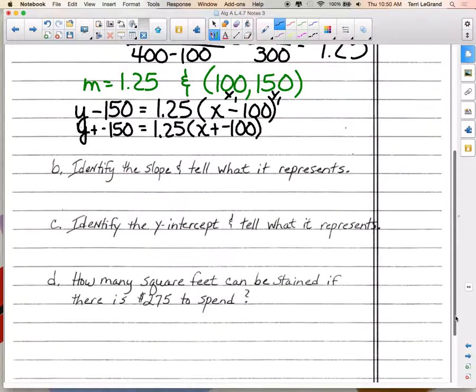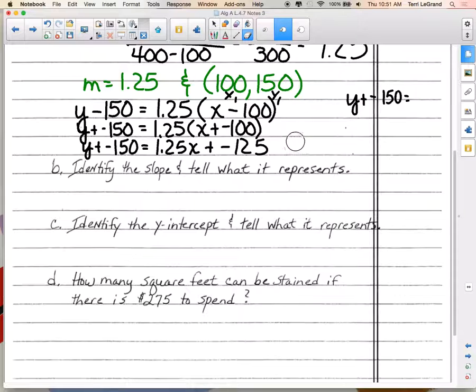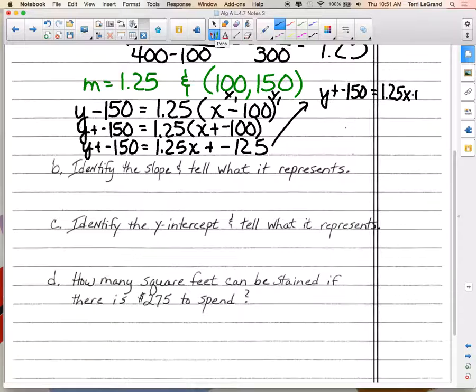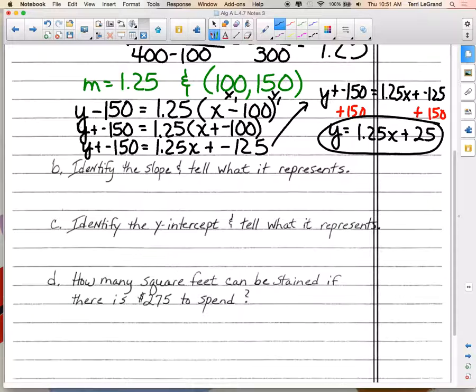I wrote something, I'm kind of running out of room. I have mine, when you're done, look up and see if we agree. Slope intercept form.